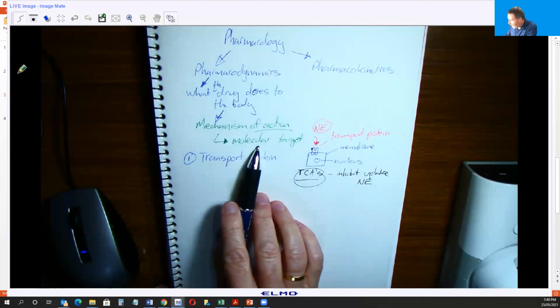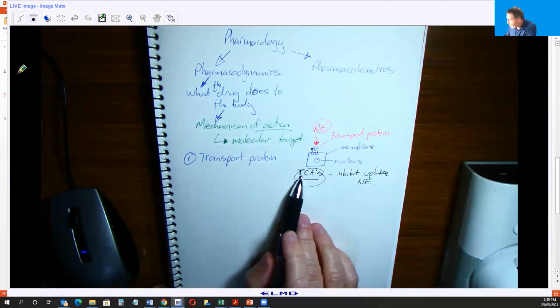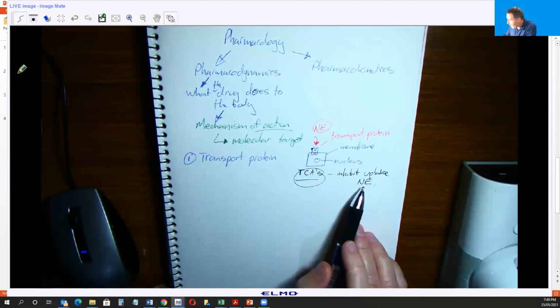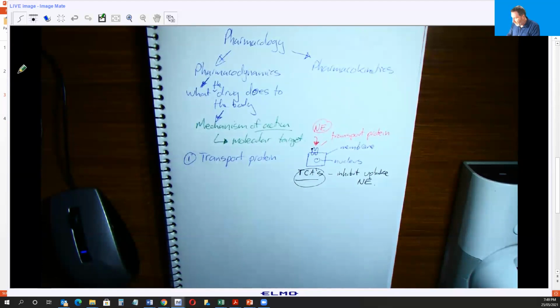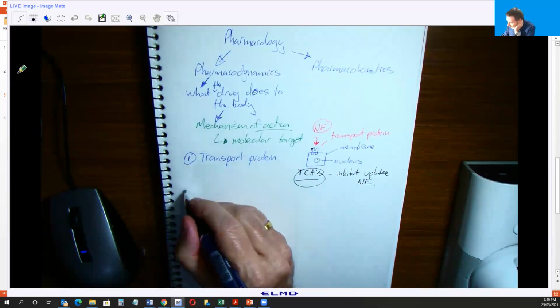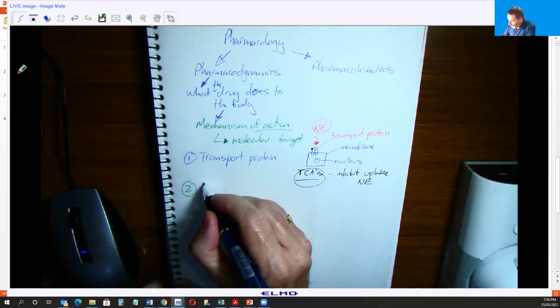The molecular target is a transport protein, and the example I gave is tricyclic antidepressant drugs, which inhibit the uptake of norepinephrine. So that's just one example. What about another example? Well, another example is ion channels.